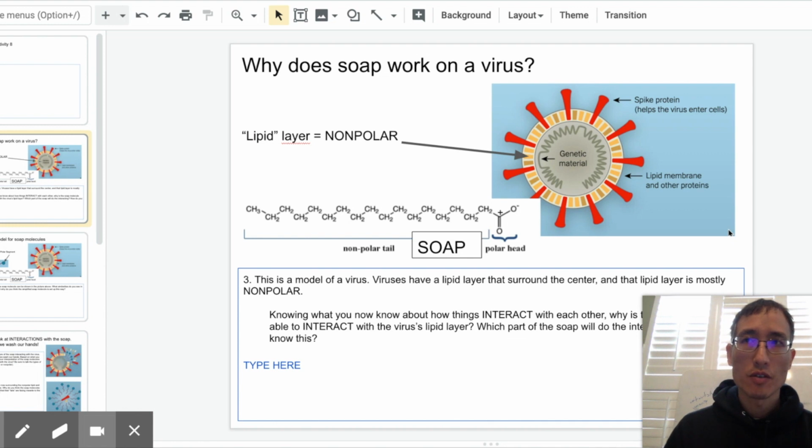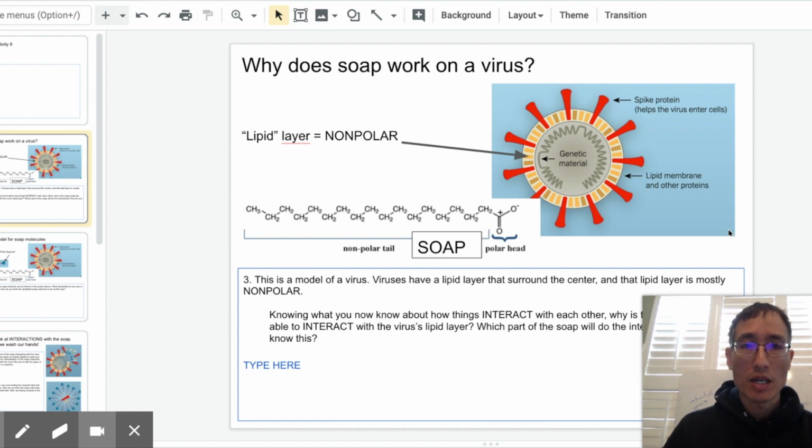and the structure. We looked at oil and water and polar and non-polar things. And now we're going to start looking at how soap interacts with a virus.